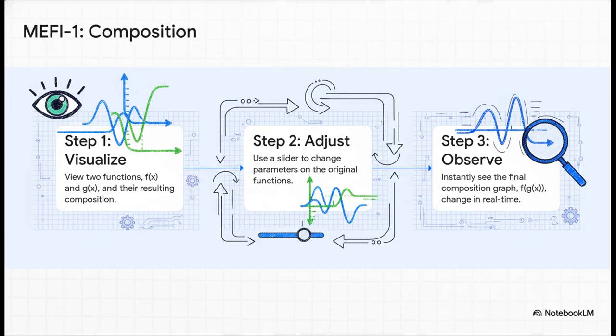So, how did it work? For function composition, the first module, MEFI 1, lets students see 2 different functions right there on the screen. Then, and this is the cool part, they could use a simple slider to change a number in one function. And boom, they would instantly see the final composed function change in real time. It wasn't just a calculation anymore, it was a visible chain reaction.